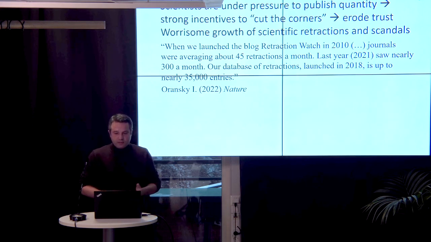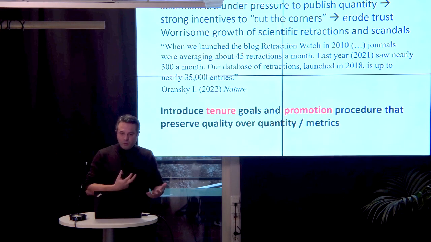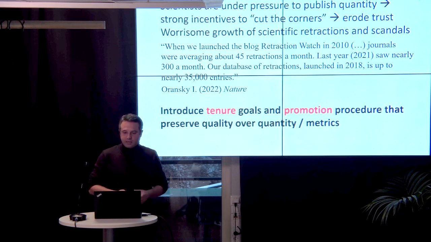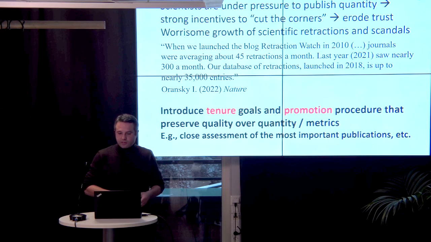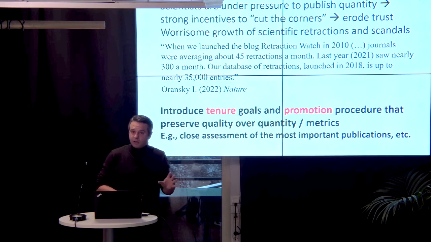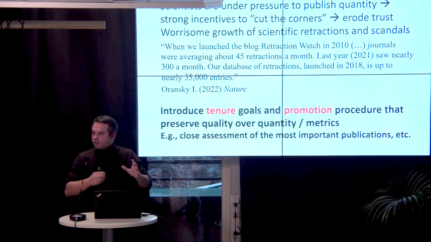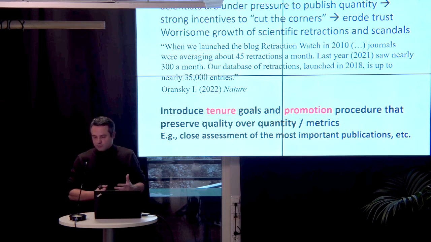So what could be some important measures? I believe it's tenure and promotion procedures that preserve quality over simply quantity and metrics, with a close assessment of the most important publications. And in this respect, I think that Norway has a very good model in many regards. The process adopted for promotion in the academic system considers a selected number of publications in depth. So this could be a very important measure.